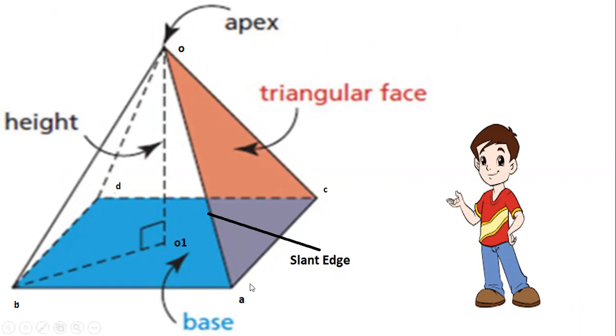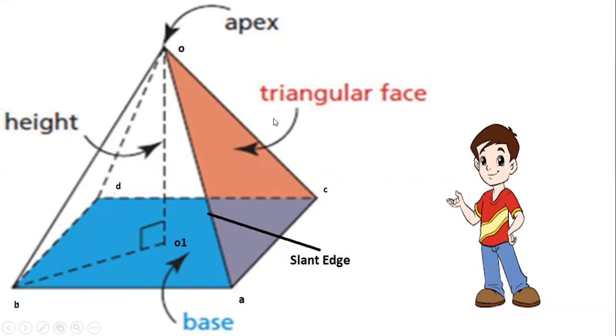So it is called a square pyramid because the base is square in shape. See here the base is ABDC, that is a square. So that's why it is called a square pyramid, since the base is square in shape. And all the corners are connected or converged to a single point that is called the apex, that is the top point of the pyramid.